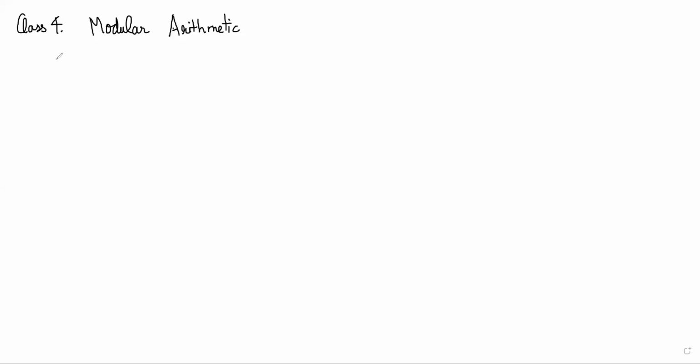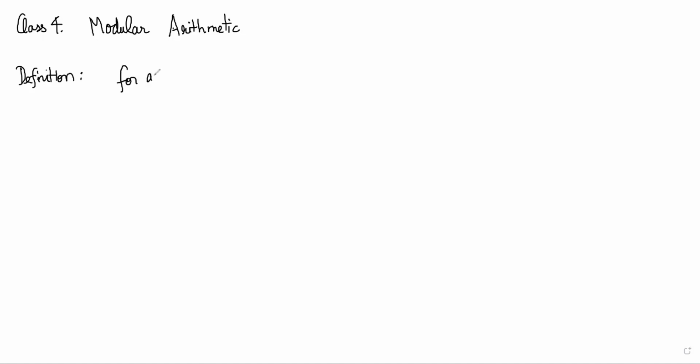Hi. So in this class, we'll be talking about modular arithmetic. This is the fourth class of our number theory course. So let's just get started with this. Here, we'll first define what it means to say that two integers are congruent to each other. And the definition of congruency is this.